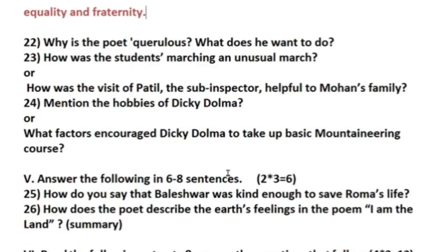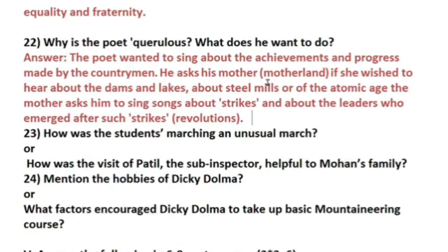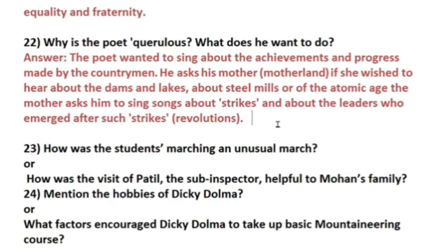Question number 22. Why was the poet querulous? What does he want to do? Answer: The poet wants to sing about the achievements and progress made by the countrymen. He asked his mother if she wished to hear about the dams and lakes, about steel mills, or of the atomic age. The mother asked him to sing songs about strikes and about the leaders who emerged after such strikes.